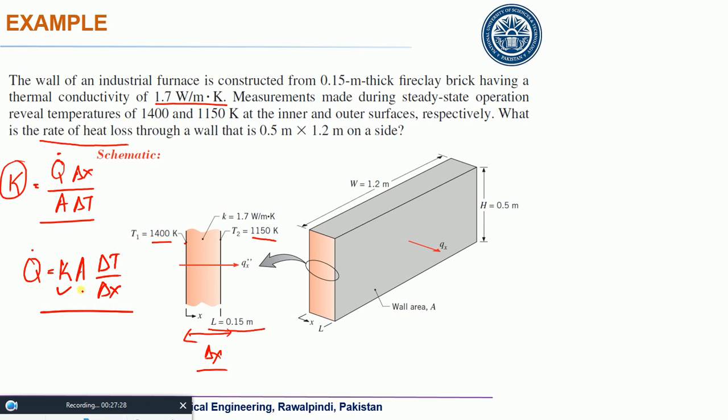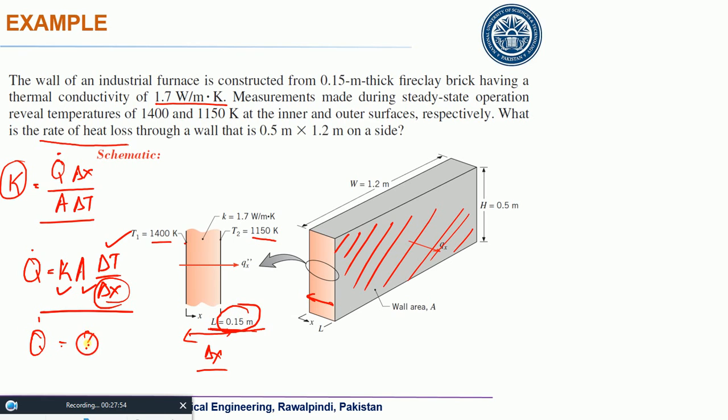You know what is the value of K? You know what is area? Area would be this area. Why? Because heat is being transferred normal to this area, right? So delta T you already know, this is 1400 minus 1150, and then you have delta X equals the thickness of this wall, which is 0.15 meter. So you can see what is Q dot.